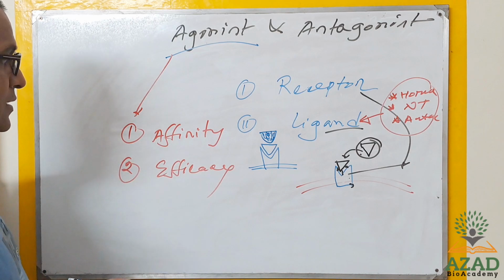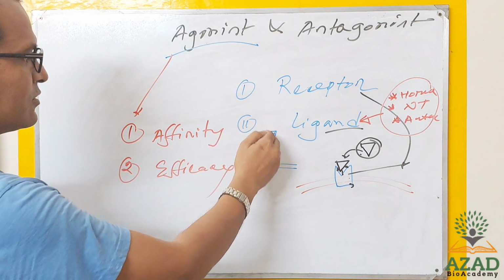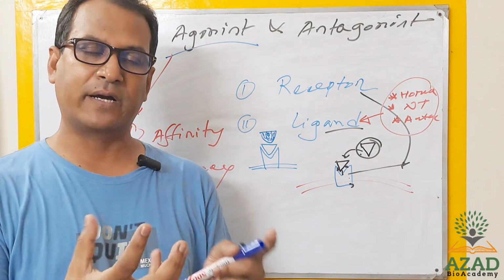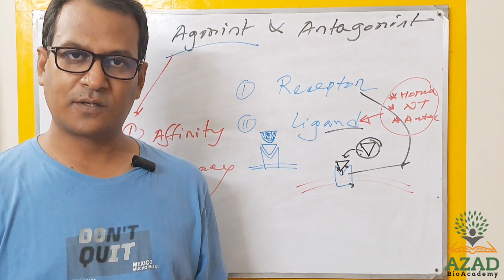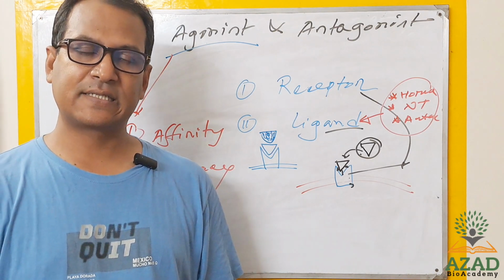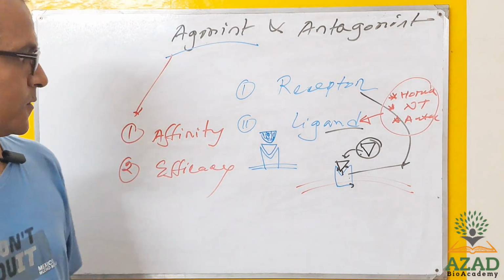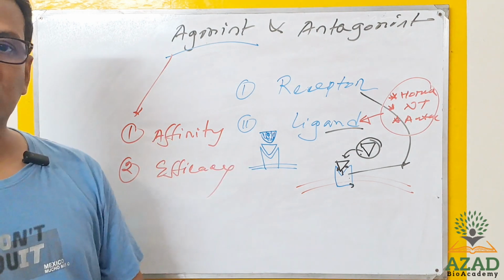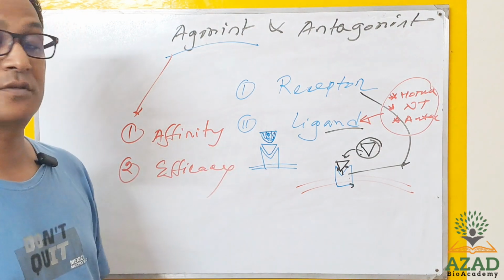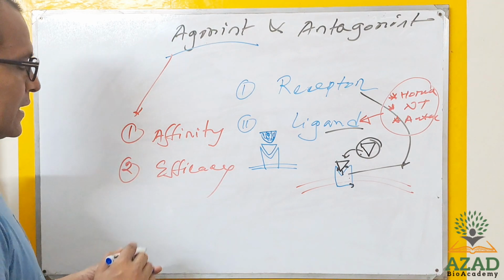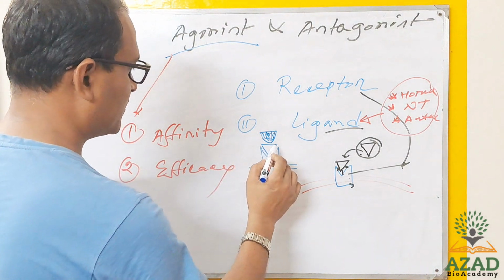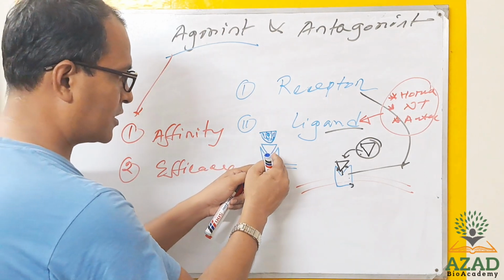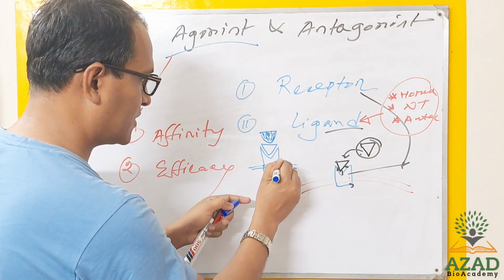What does efficacy mean? Efficacy means, okay, it will just come to the receptor and it will bind with the receptor. That's it. Now, after binding, it must have the ability to change the conformation of the receptor. Okay, it will be able to change the conformation of the receptor.